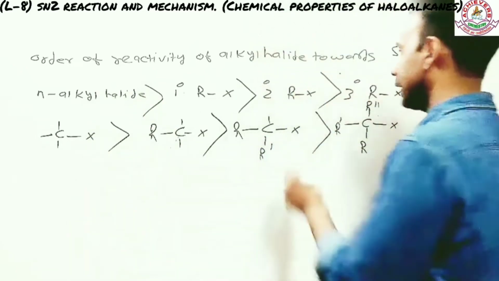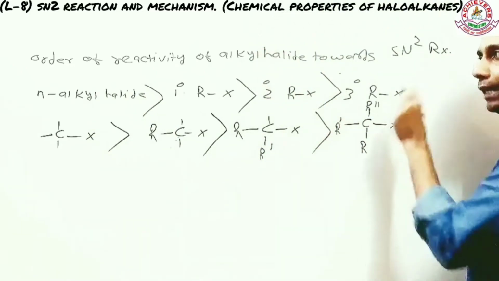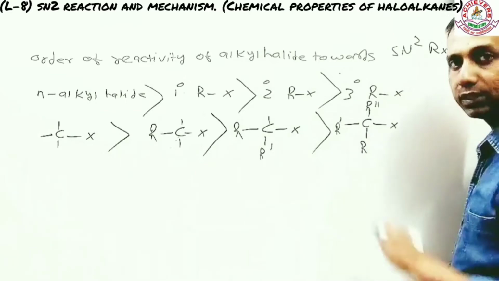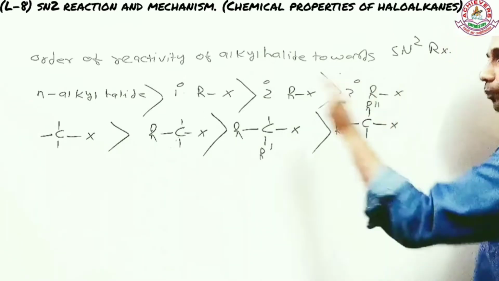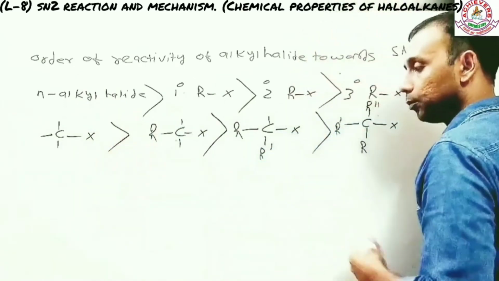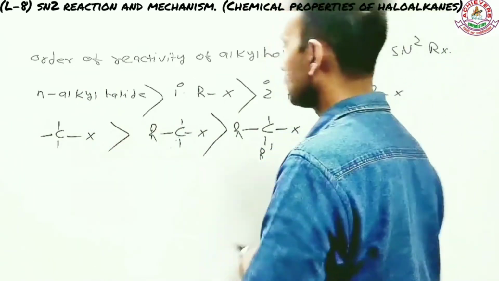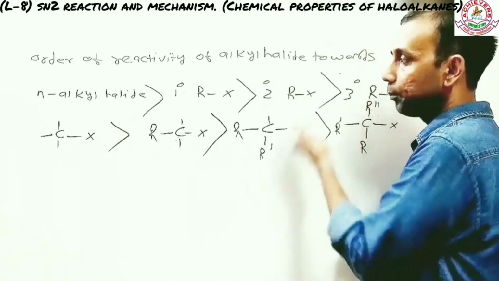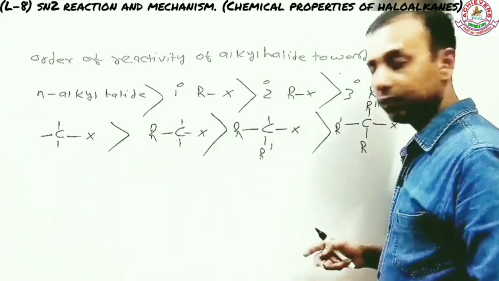What that means is that the 3 degree alkyl halide has the least speed during the reaction, while the 1 degree or the normal alkyl halide has the fastest process. Now the question is, what makes tertiary least reactive here? What makes the possibility of the reaction very difficult here?